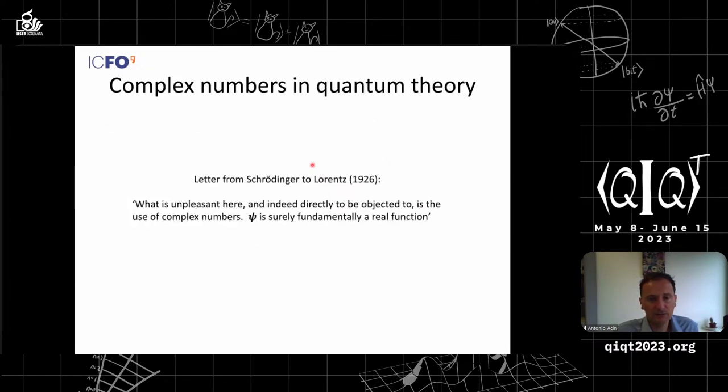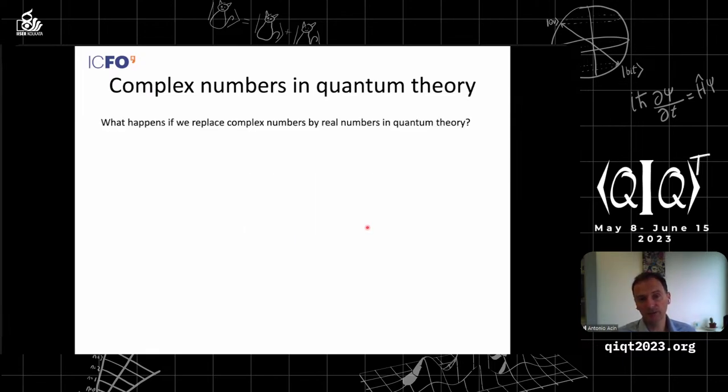And this was a question that was relevant even for the founder of the theory. Okay, so it's nice to see here this quote from a letter of Schrödinger to Lorentz, in which he wonders whether psi is really complex. I mean, he was convinced that psi was fundamentally a real function. Okay, and this is the question we want to understand.